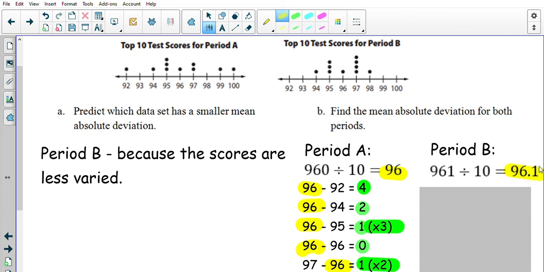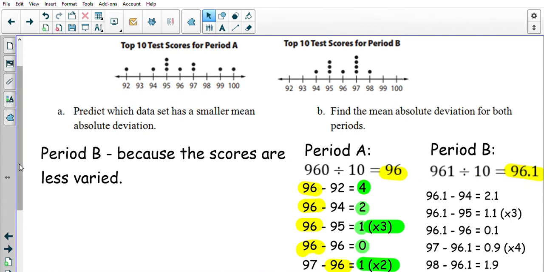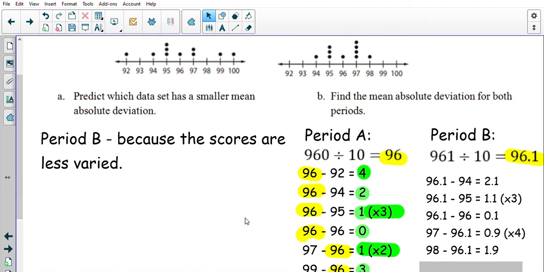So we need to find the difference between each number in the set and 96.1, the positive difference. I always do it so I get a positive value. So I've got a 94 in this set, so take 96.1 minus 94 to get a difference of 2.1. I've got 3 95s, so take 96.1 minus 95, and again, I've got 3 of those, which is why I have this times 3 here. For 96, I'm going to do 96.1 minus 96 to get a difference of 0.1, only one of those. For 97, I'm going to do 97 minus 96.1, but I have 4 of those, so I put a times 4, so remember to add that 4 times. And then for 98, I do 98 minus 96.1 to get a difference of 1.9.